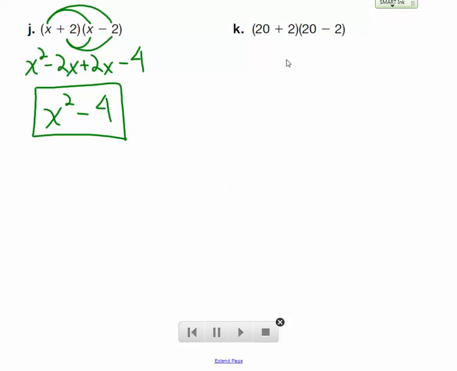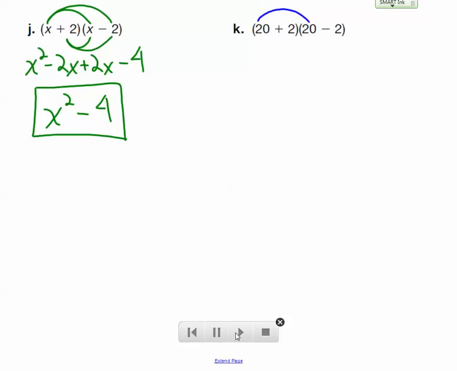Okay, and over here, this is kind of funny. I mean, there's not even any variables in here, so why wouldn't I just do 22 times 18? Well, I don't know what 22 times 18 is, but if I use this double distributive property here, maybe it'll make it a little bit easier. Let's check.